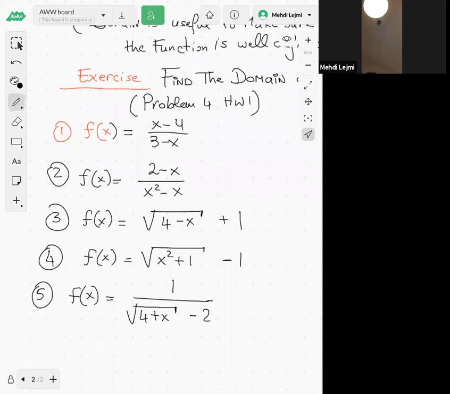Okay, guys, I'm going to give you 10 minutes to think about this exercise. This is like problem number 4 in the first homework, but in the test, for sure, problem number 2 would be finding the domain. This is a really important notion, so we have to make sure that we understand how to find the domain. You have 5 to 10 minutes to think about this. I'm here to answer your questions, of course.